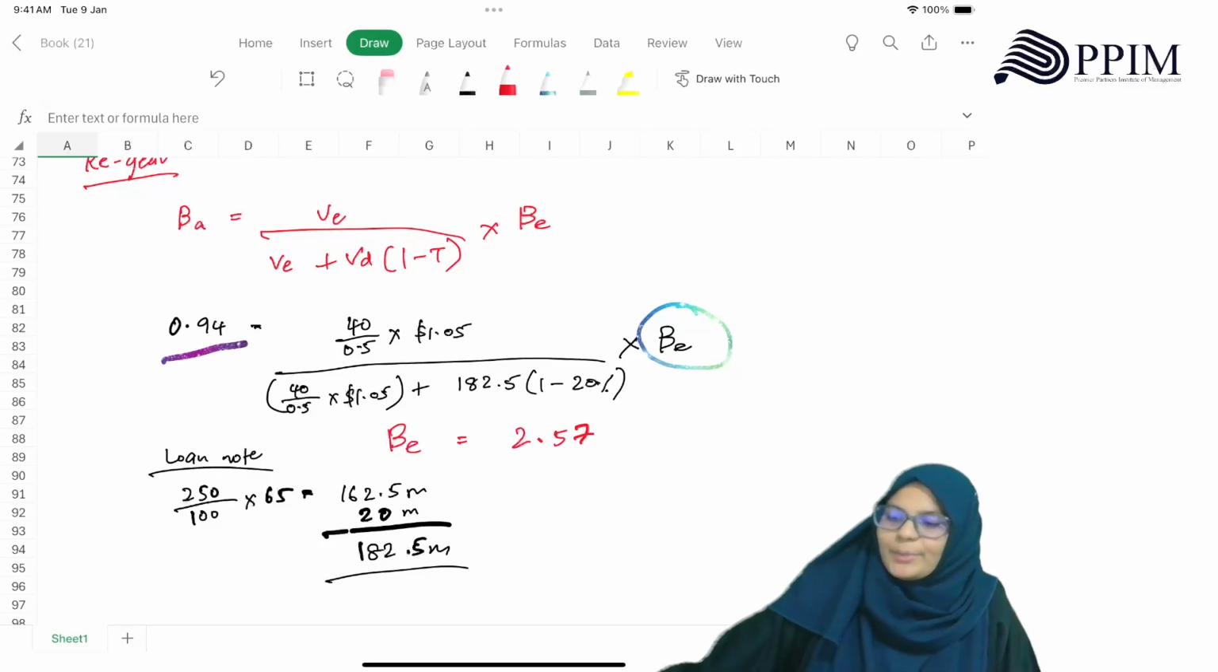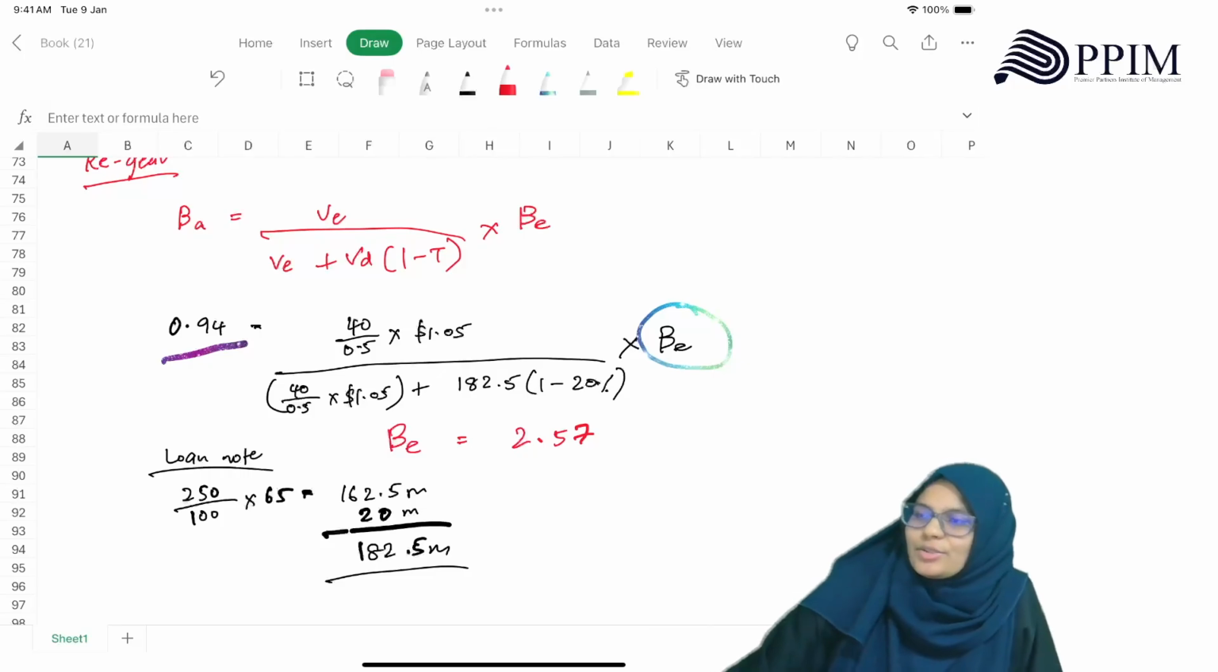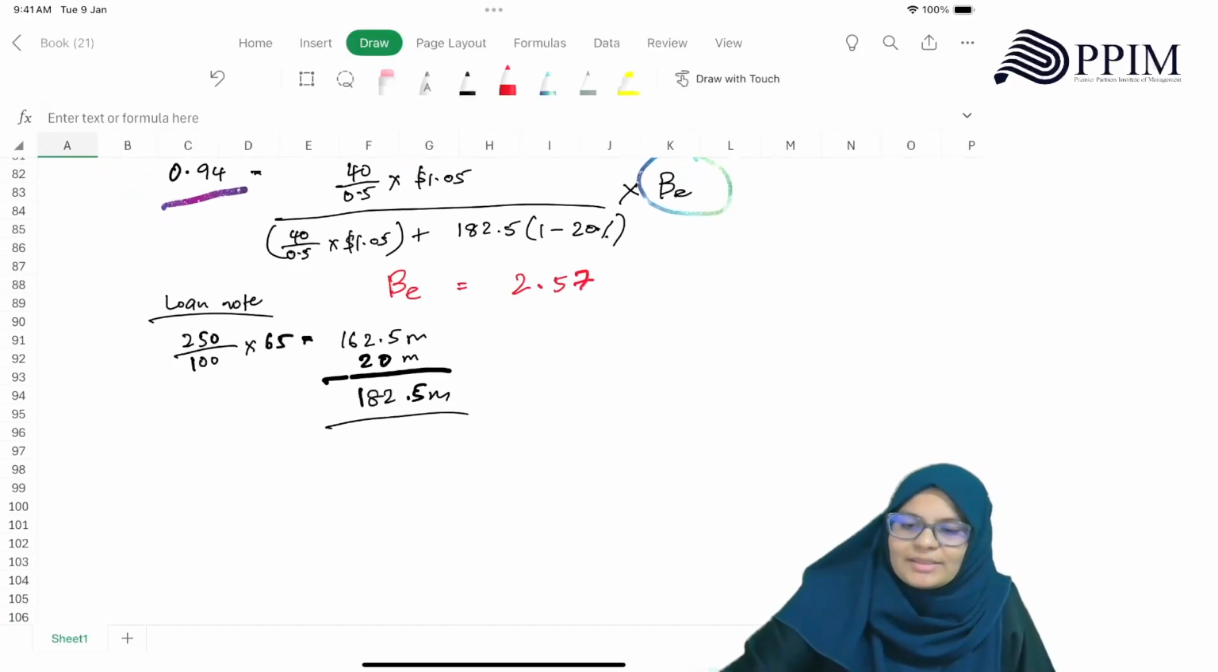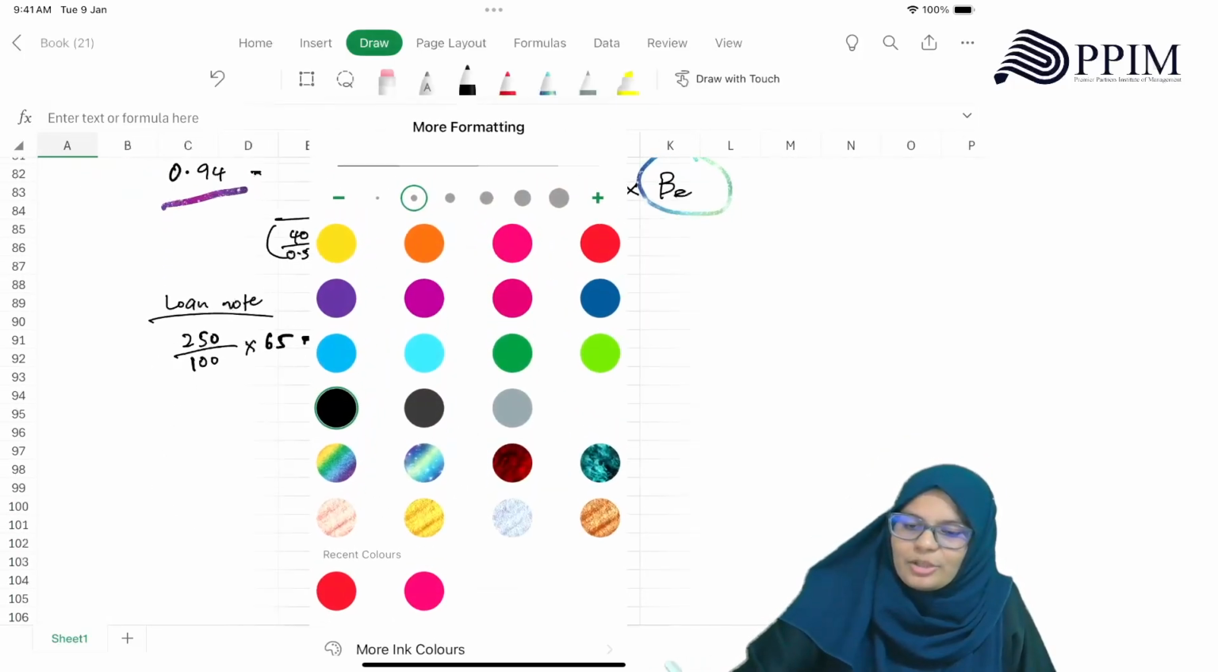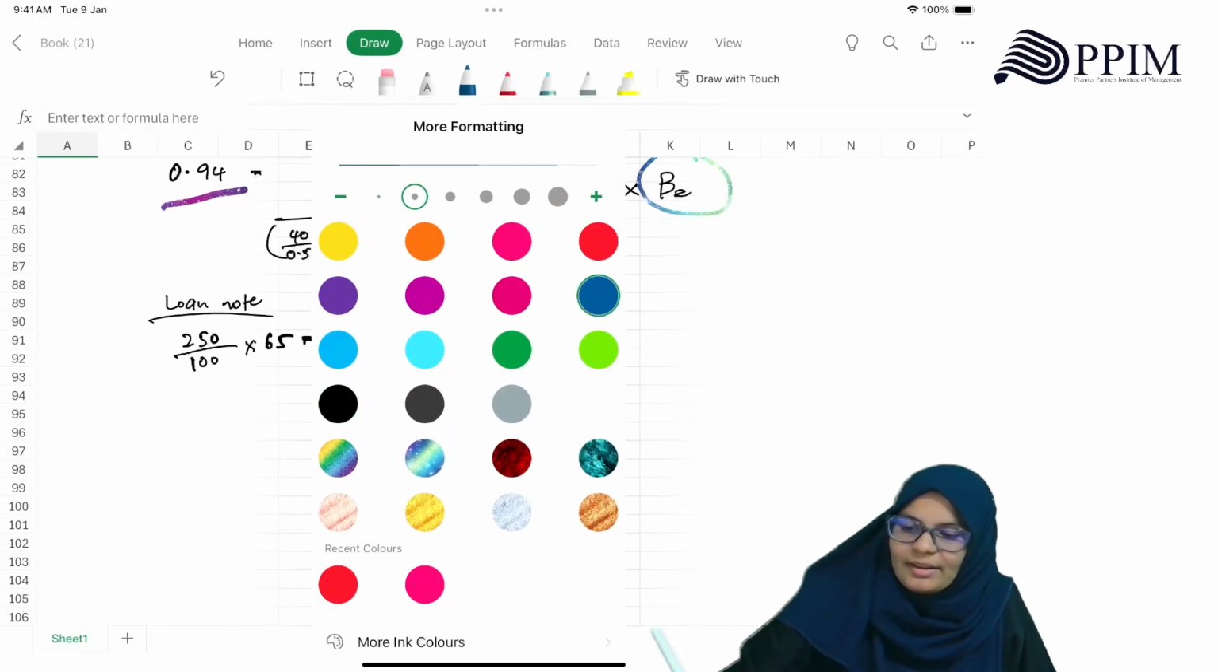Okay, so we have beta equity. So now if you want KE, just use the same CAPM equation. But this time we will change. Obviously, we will use the new beta equity that we calculated.